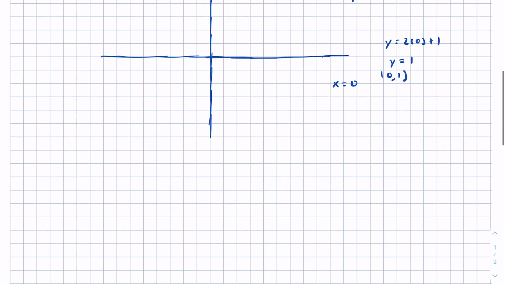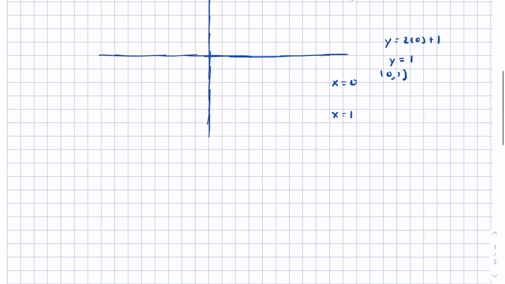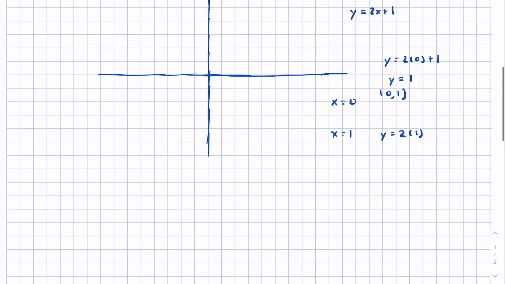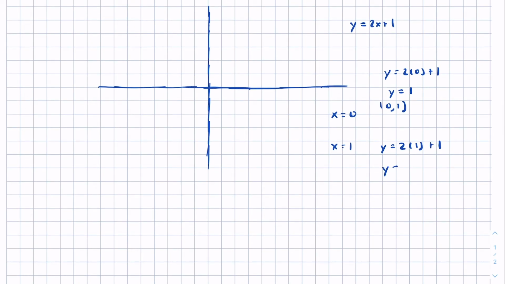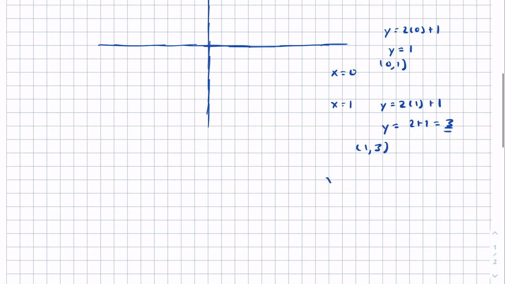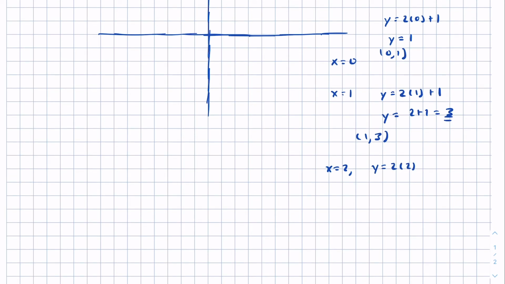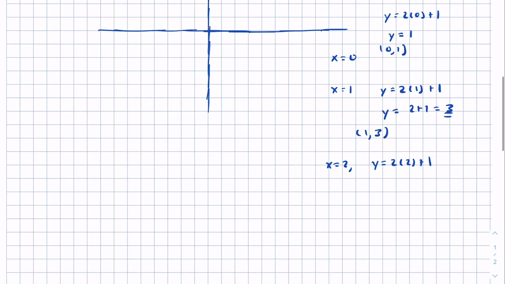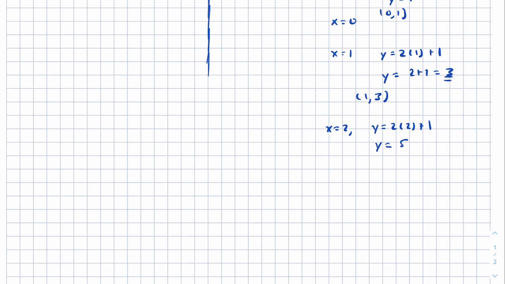Let's try it when x is equal to 1. When x is equal to 1, if we plug in 1 into the equation, we get y = 2 times 1 plus 1. And then this will mean that our y will be 2 plus 1, which is 3. So when x is 1, y is equal to 3, which will describe another point, (1, 3). If we take x = 2, then we have that y = 2 times 2 plus 1, which will give us 5. And this describes another point, (2, 5).